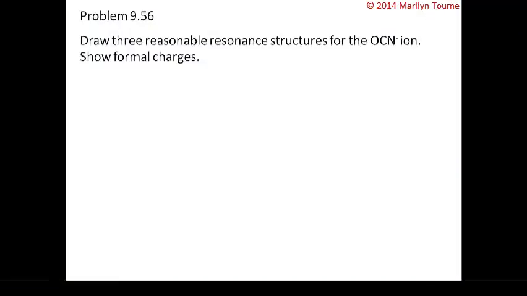This is problem 9.56 in the back of your chapter. It says draw 3 reasonable resonance structures for the OCN- ion. And then you have to also show formal charges.